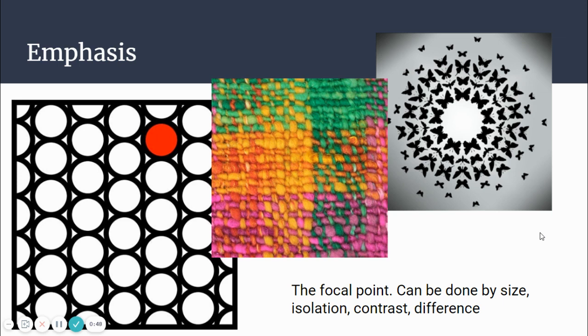Emphasis is something that we talk about in art, and it really is the focal point of the artwork. And this can be done by size. Maybe all of your materials are small except for one thing, and this creates a focal point. This could be done by isolation, like this example here. Everything is black and white except for this red space here.